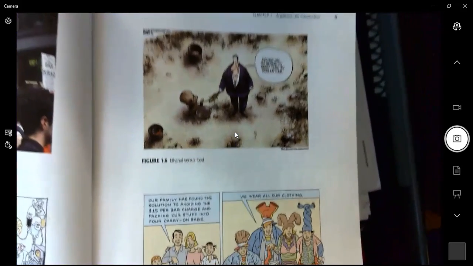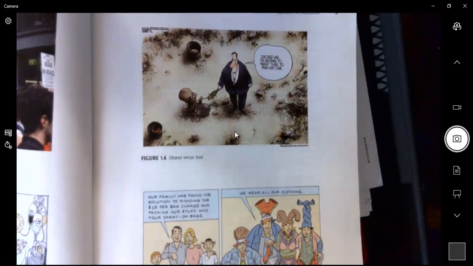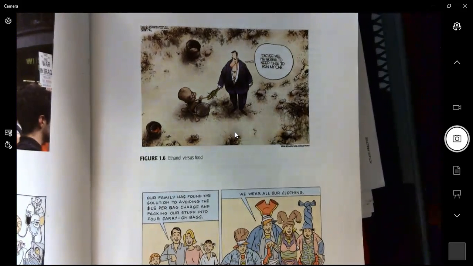Is another political cartoon. And it is summed up kind of in the caption, ethanol versus food. At the time, back in the 90s, early 2000s, ethanol was a very controversial fuel source because of hunger and poverty in other places around the world. Countries were exporting corn and grain to make ethanol when they had people in their own country who were starving.